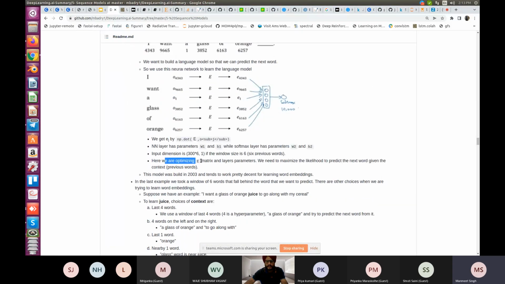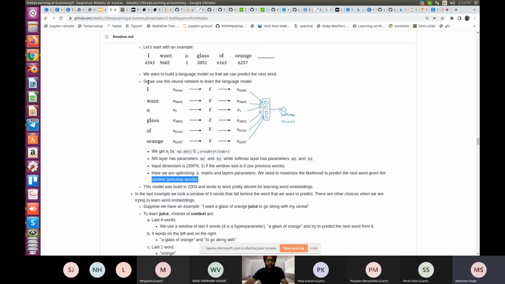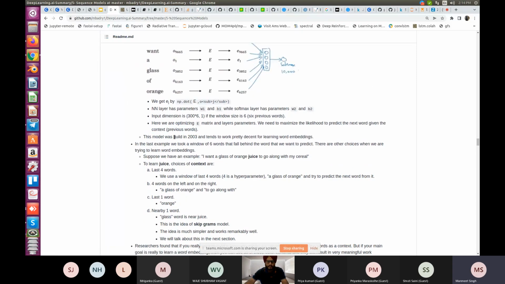We are trying to optimize the E matrix. We are trying to learn these E weights, the word embeddings in E, and we need to maximize the likelihood of predicting the next word given the context. The context is the previous words, and in the context of the previous words, you are trying to predict the next word. This model was built in 2003 and it works decently to learn word embeddings.